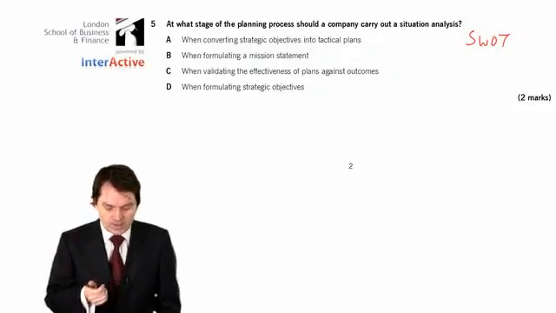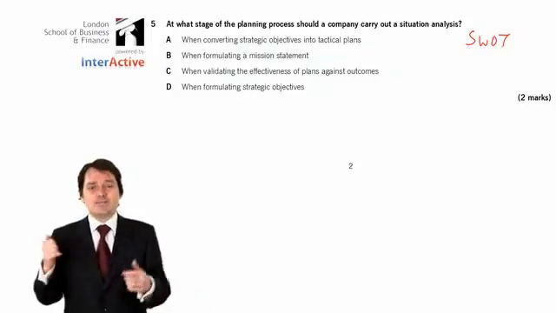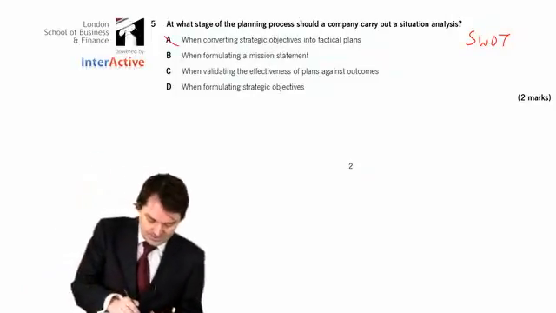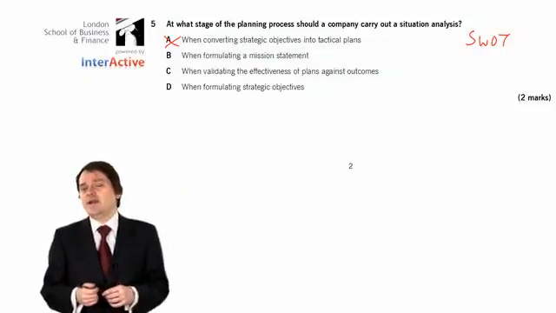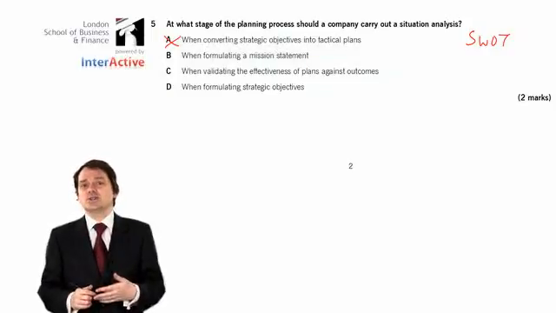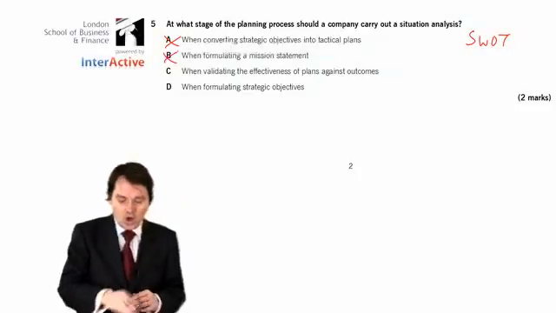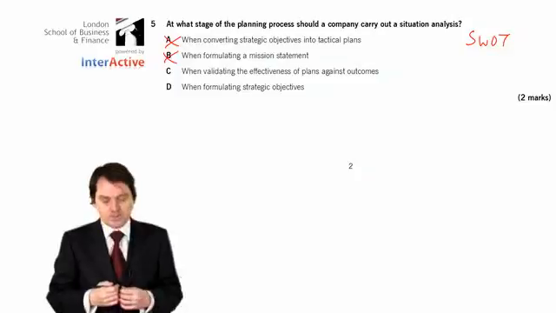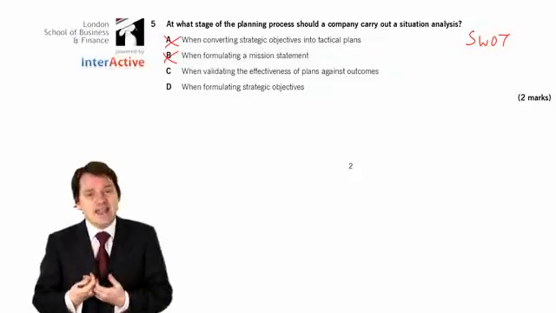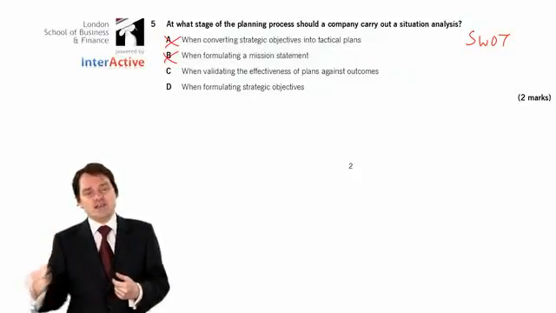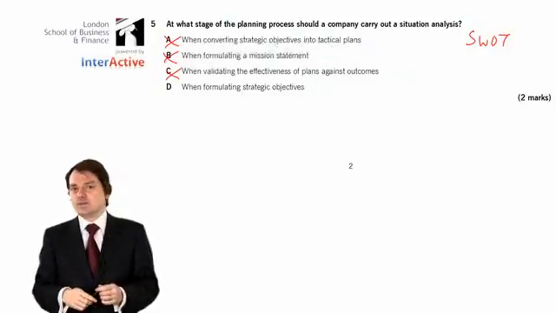Well, to be honest, a situation analysis needs to come before that because we need to think about what we will even be able to do based on what's going on in the outside world. So it's not A. When formulating a mission statement, well, that one's not true either because a mission statement never changes, whereas a situation might do. So it can't be B either. When validating the effectiveness of plans against outcomes, that one even sounds complicated. That presumably comes at the very end because it means what did we think we were going to do? Did it work? So again, by a process of elimination, it's got to be D.